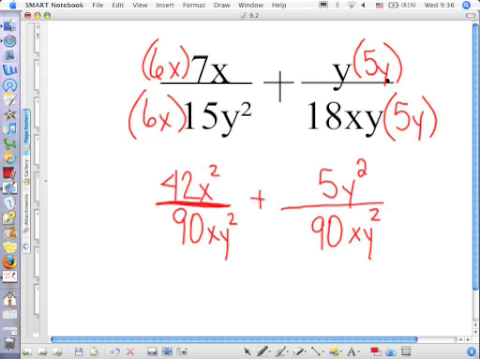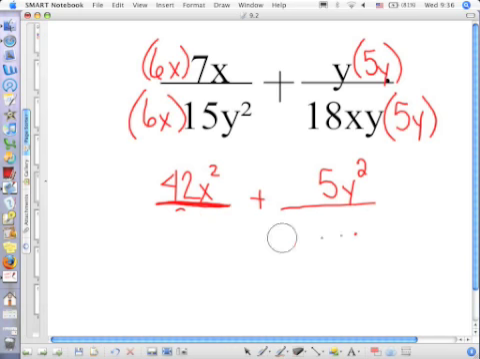5y squared. Now, if two fractions are added and the denominator is the same, isn't that basically they're over the same denominator, right? Okay. Can you factor anything out of this? No. Can you reduce 42, 90, and 5 all by a number? No. So that's your answer.